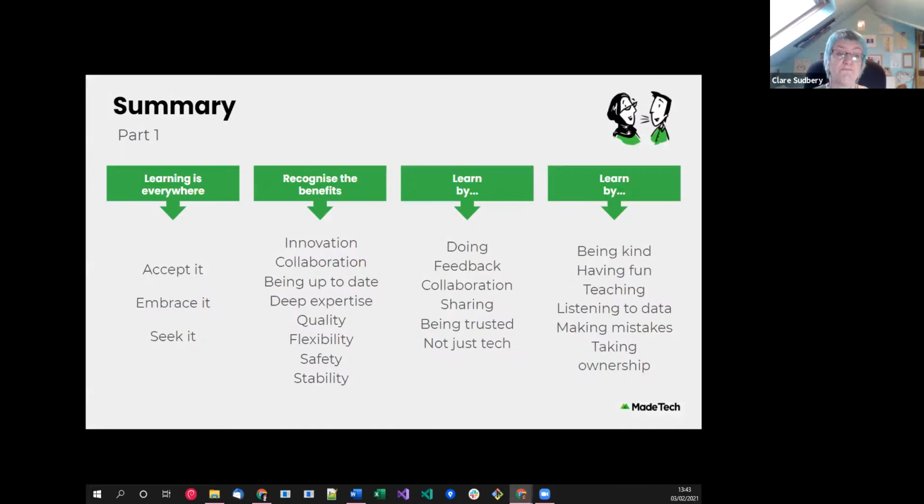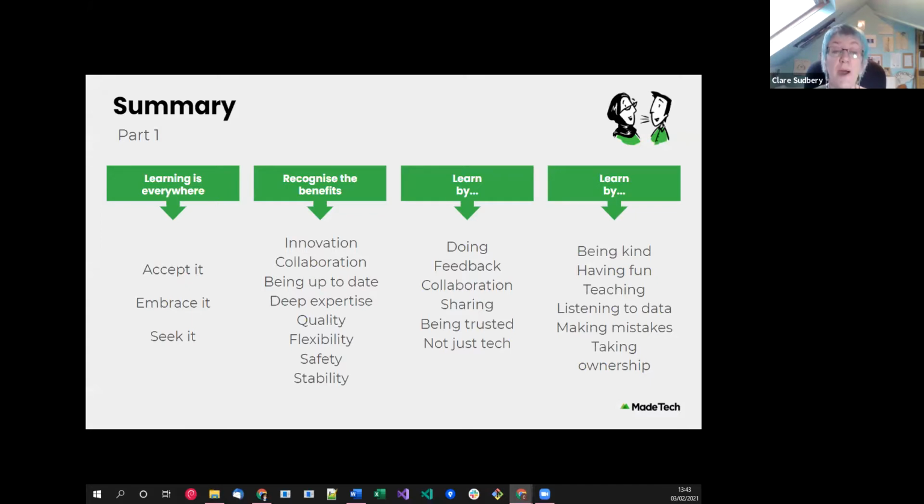So to summarize, learning is everywhere. Accept it, embrace it, seek it. Recognize the benefits. It will encourage innovation, collaboration. You'll be more up to date. You'll have deep expertise. You'll create better quality products. You'll be more flexible. Your people will be operating in a safe, secure environment, and you will have a more stable organization if you encourage a learning culture.